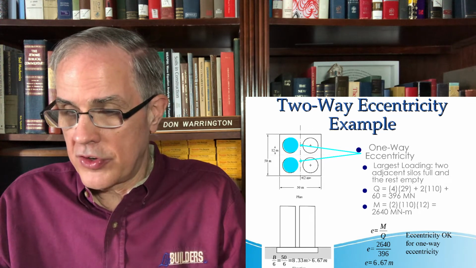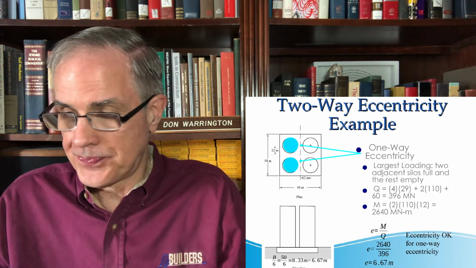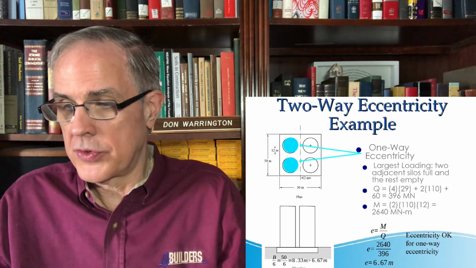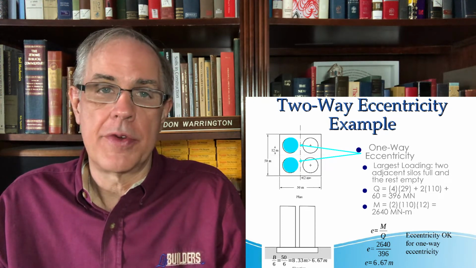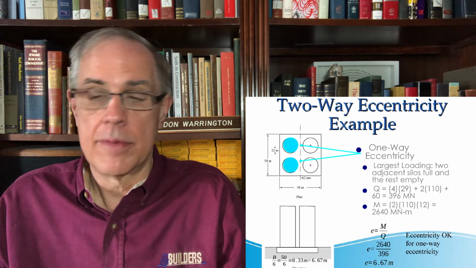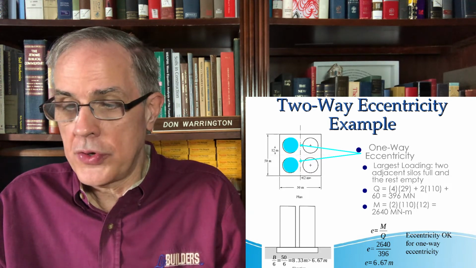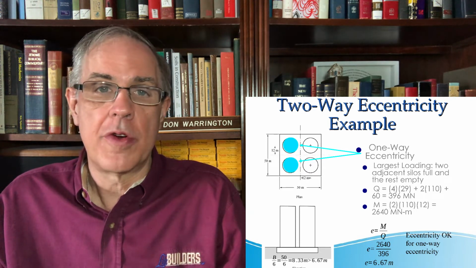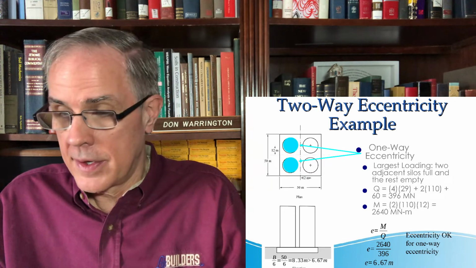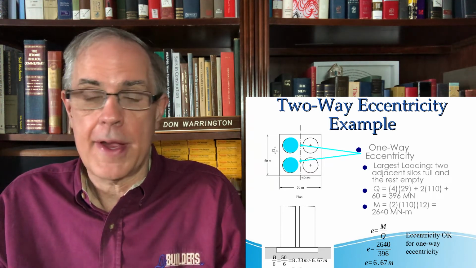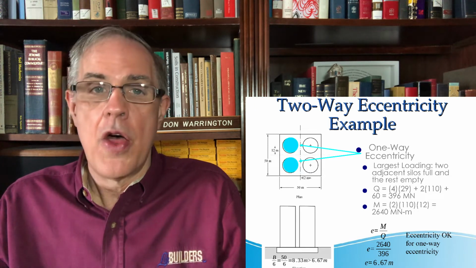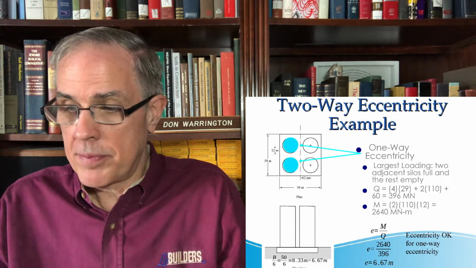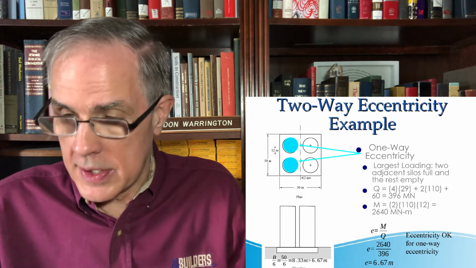The largest Q is equal to the total weight, which is 4 times 29, where there's 4 silos at 29. You've got 2 full, so 2 times 110, plus 60, which is the weight of the mat. You get a total weight of 396 meganewtons.